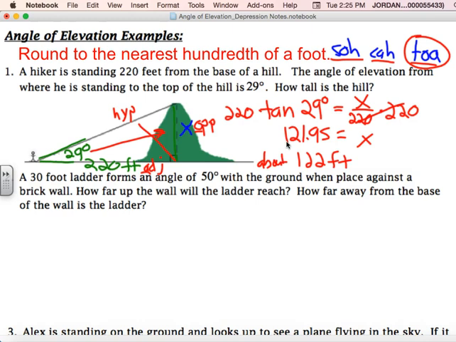Okay, if you want to round it up, 122 feet is the height of the hill. All right. So next one, let's do another one. We've got a 30-foot ladder.